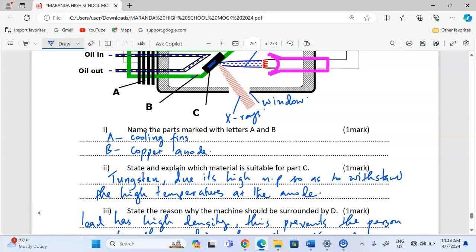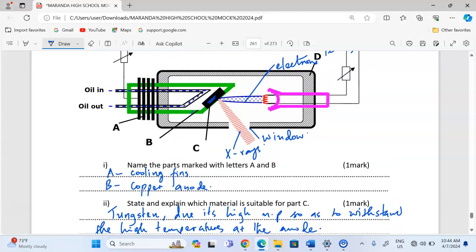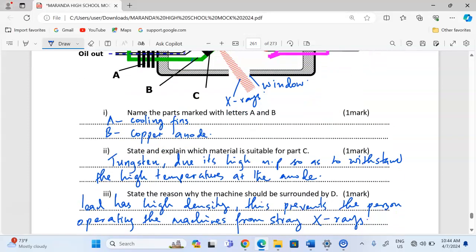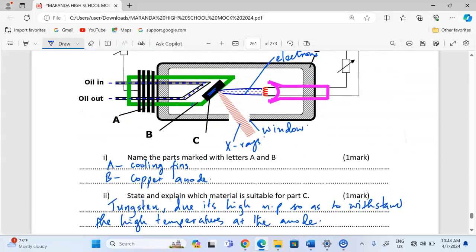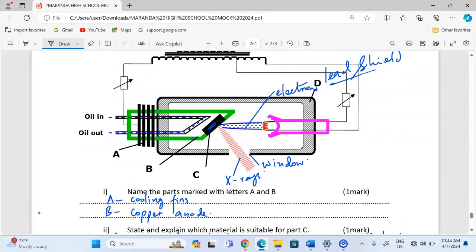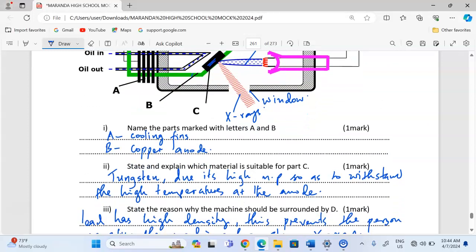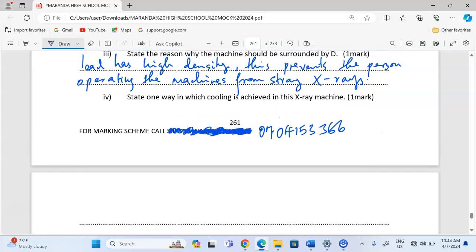Now, it is only a lead shielding which can prevent X-rays from penetrating to the outside. Or rather, the lead shield just absorbs any stray X-rays. Those are the X-rays which do not go through the window.